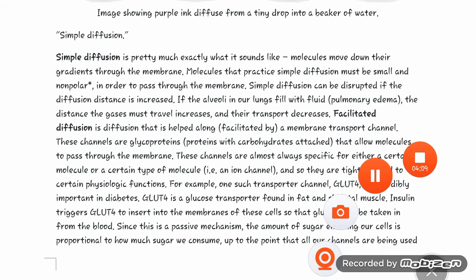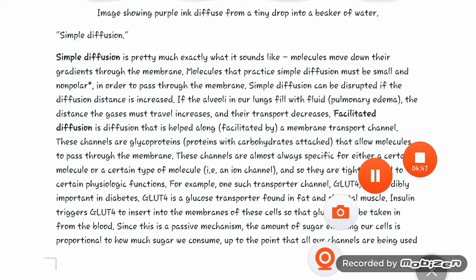So next, what is simple diffusion? Simple diffusion is pretty much exactly what it sounds like. Molecules move down their gradient through the membrane. Molecules that undergo simple diffusion must be small and non-polar in order to pass through the membrane. Simple diffusion can be disrupted if the diffusion distance increases. If the alveoli in our lungs fill with fluid, the distance that gases must travel increases and their transport decreases.